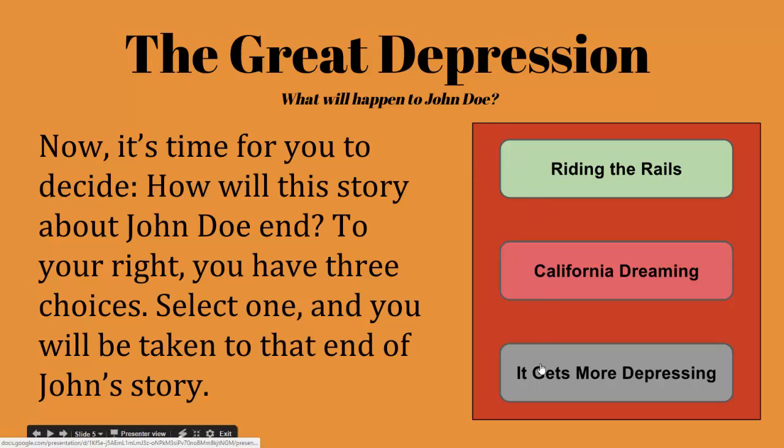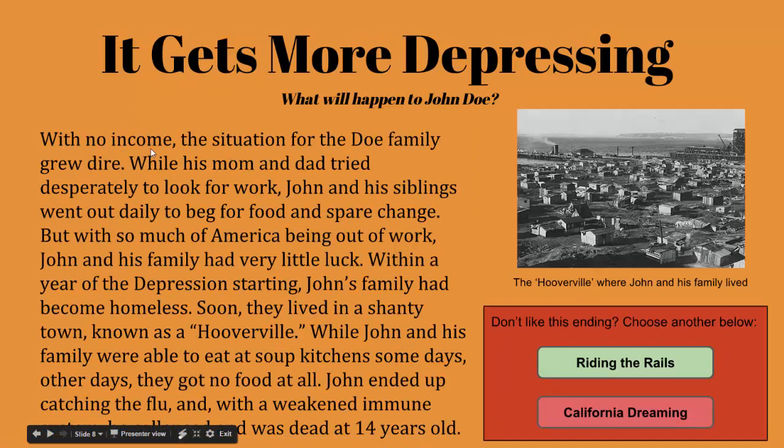You can see the buttons here that the reader will click on. And there's some text in the buttons giving them a little bit of a preview about what the alternate ending will be. One is called Riding the Rails. California Dreaming is the second one, and then It Gets More Depressing is the last option. So after clicking one of these, it will go to that alternate ending. Let's say the reader chooses the really sad ending, It Gets More Depressing. They click on this button and it takes them to that ending of the story.